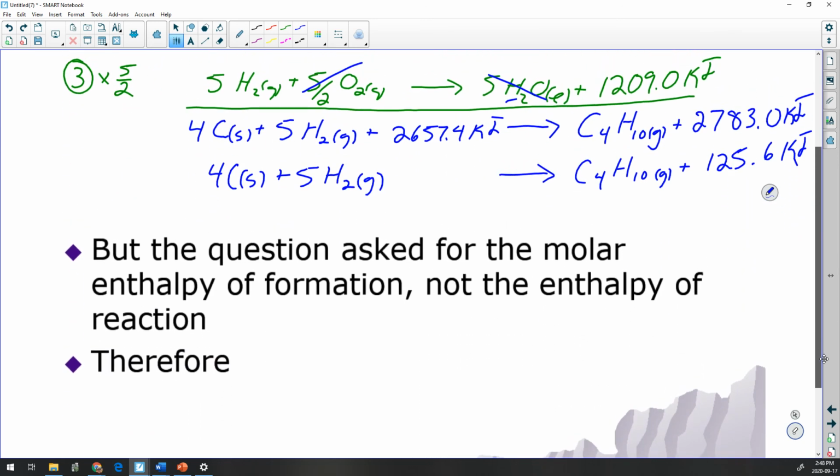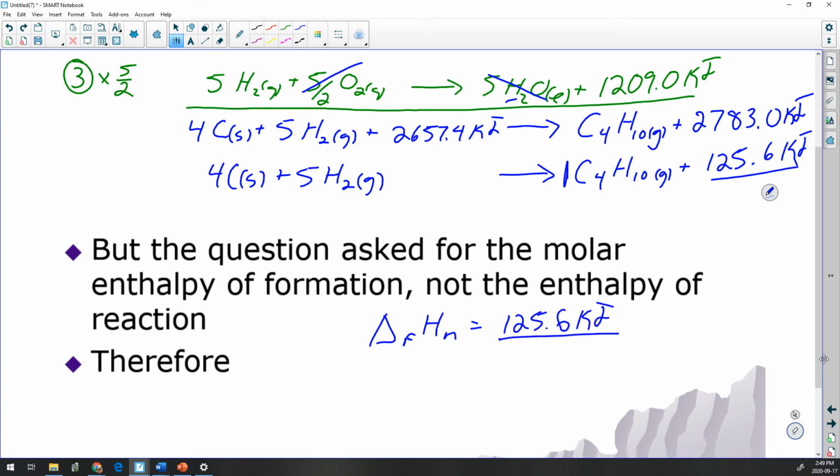Now, here the question asks for molar enthalpy. We have 125 kilojoules to create 1 mole of butane. So, and I'm going to make a mistake. I just did. What haven't I communicated to you by writing down the 125?